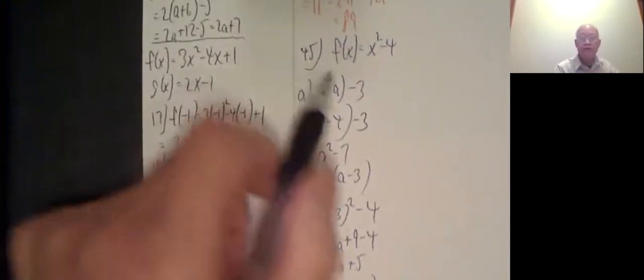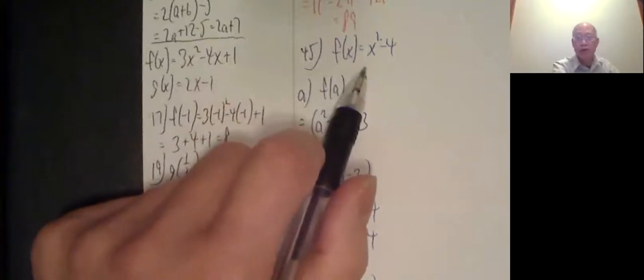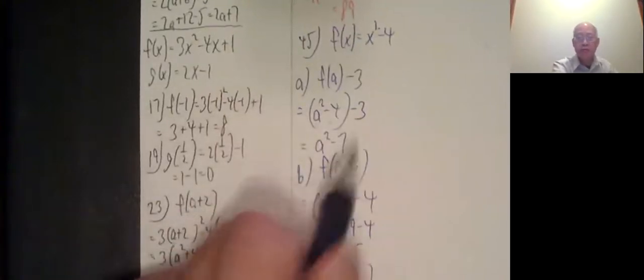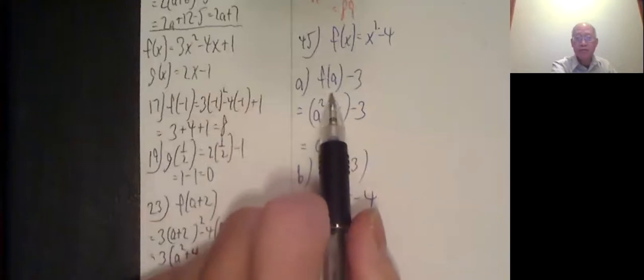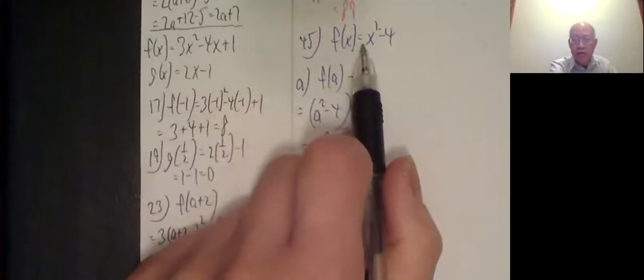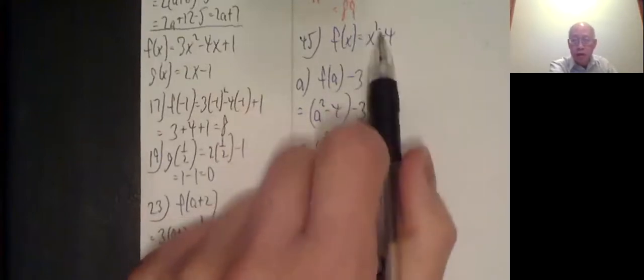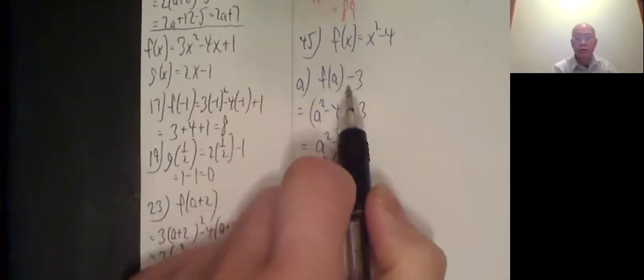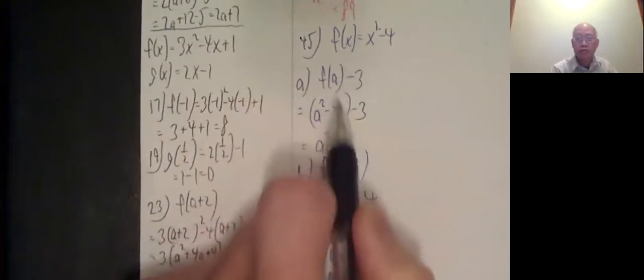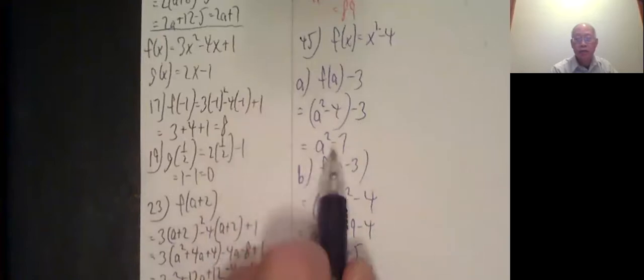And finally, 45, the function is f of x equals x squared minus 4. They're asking me all this stuff. F of a minus 3 means to put a right there, work it all out, and then subtract 3 from the answer. So a squared minus 4, take away 3, a squared minus 7.